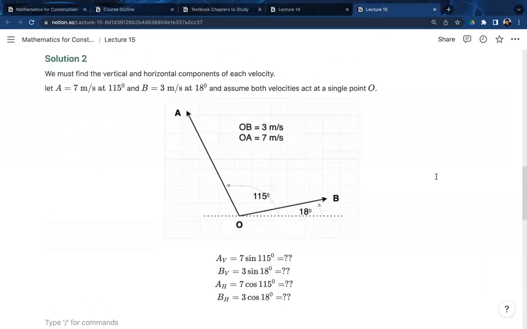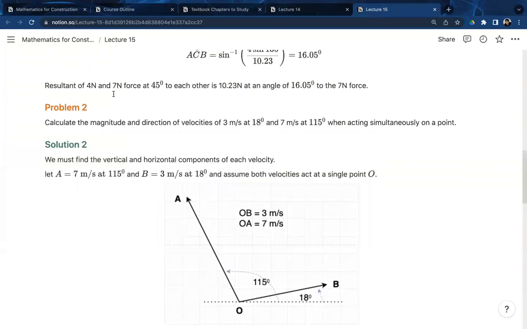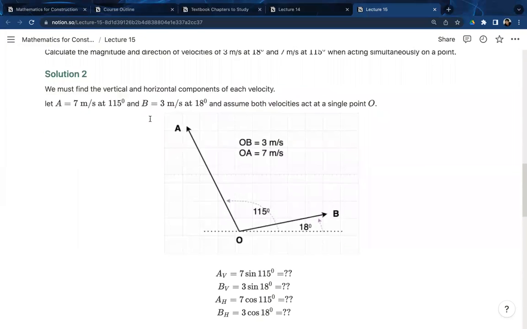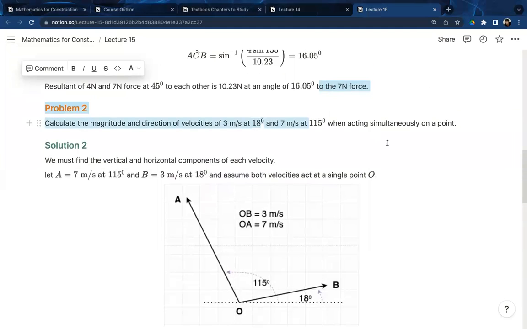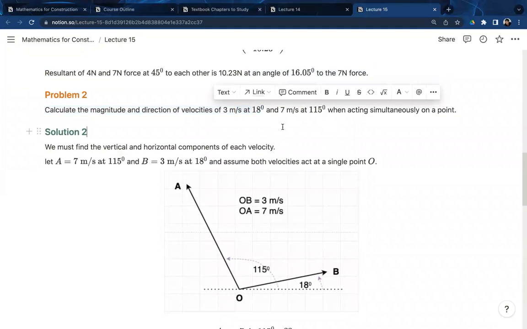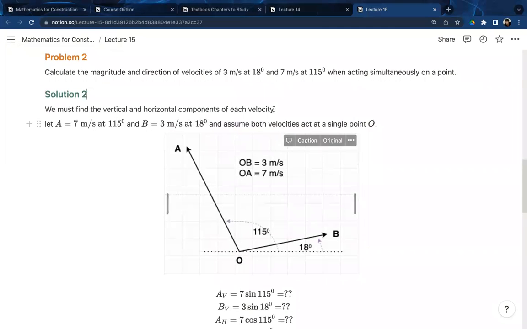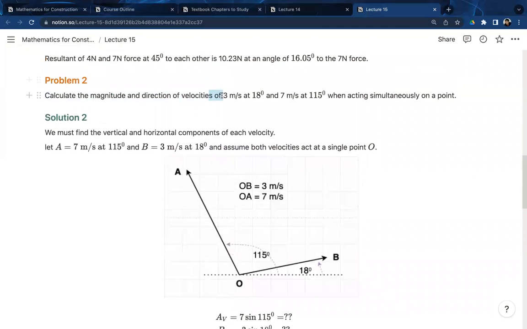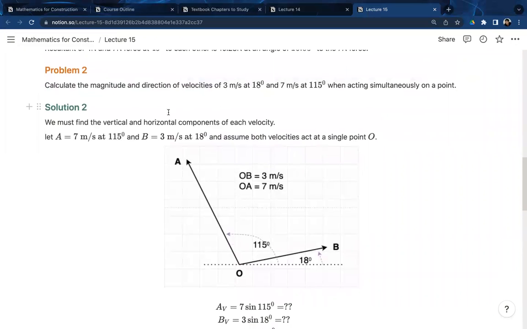Sorry for that confusion. So OB is the 3 and OA is the 7. The 7 is 115, that's what I give here. And the 3 is the 18, that's what I give here. I don't know why this is happening.